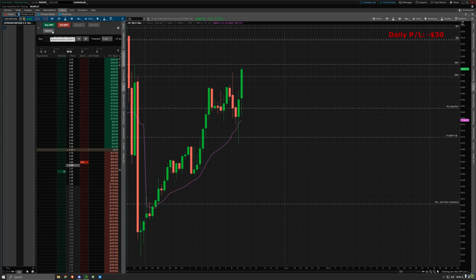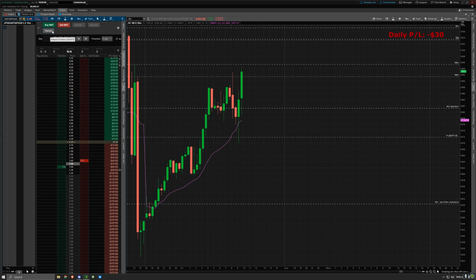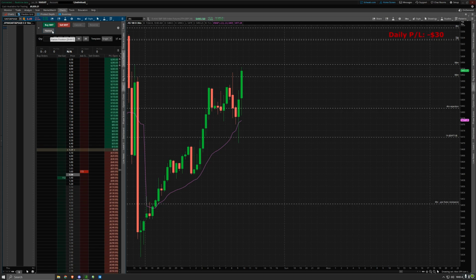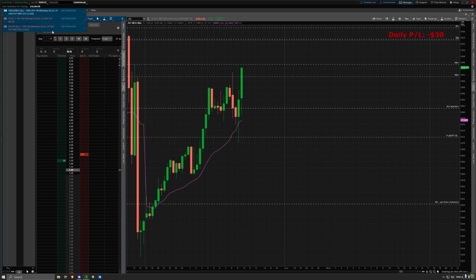One thing to note, it's kind of like a tug-of-war battle, and you don't want that with the strategy. You just want one fluid motion with one side being stronger. And right here, it looks like we're battling, so I closed my position for an $80 loss.